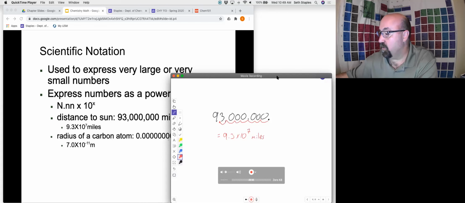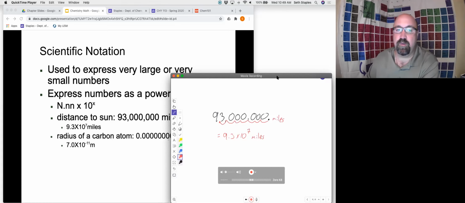We need our units because numbers are meaningless without them. Hopefully some of you noticed up here that I left those off. We should always have our units. But again, let's just think about the positive versus negative number here. When we have this positive number, that means that our number is going to get larger. So times 10 to the 7th.